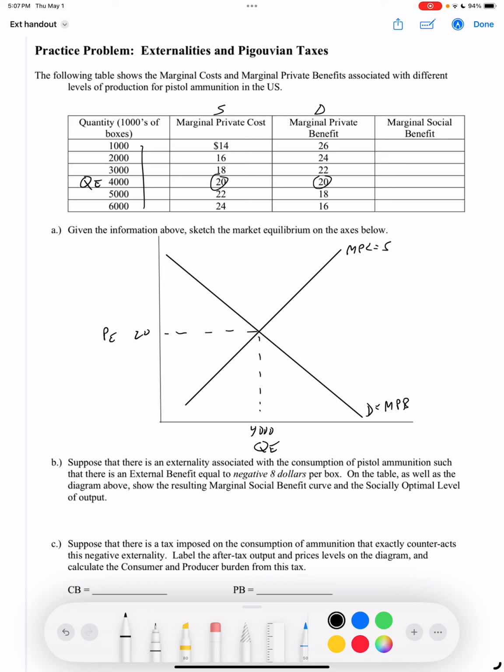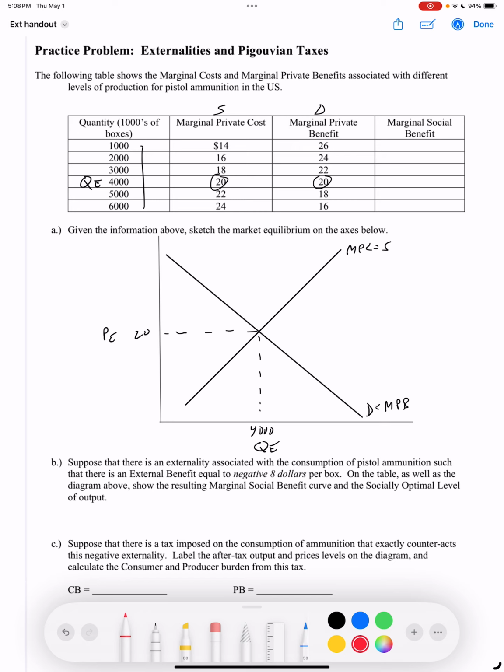So now, for part B, enter in the externality. Suppose we can calculate that there is an external benefit of negative $8 per unit. So we're imagining that captures the increased probability of an accidental shooting, increased propensity for violence, etc., when there's more ammunition floating around. What we're constructing here is the gap between the social demand curve, which is our marginal social benefit, and the private demand curve, the marginal private benefit.